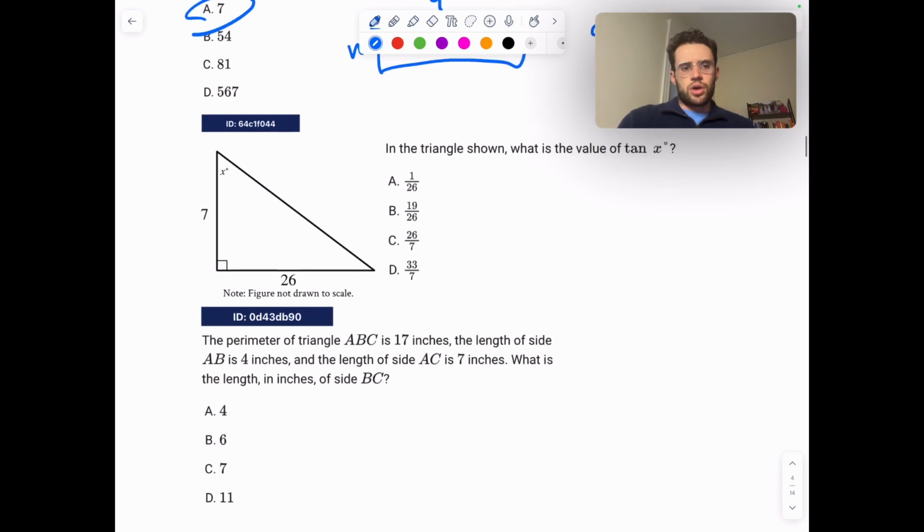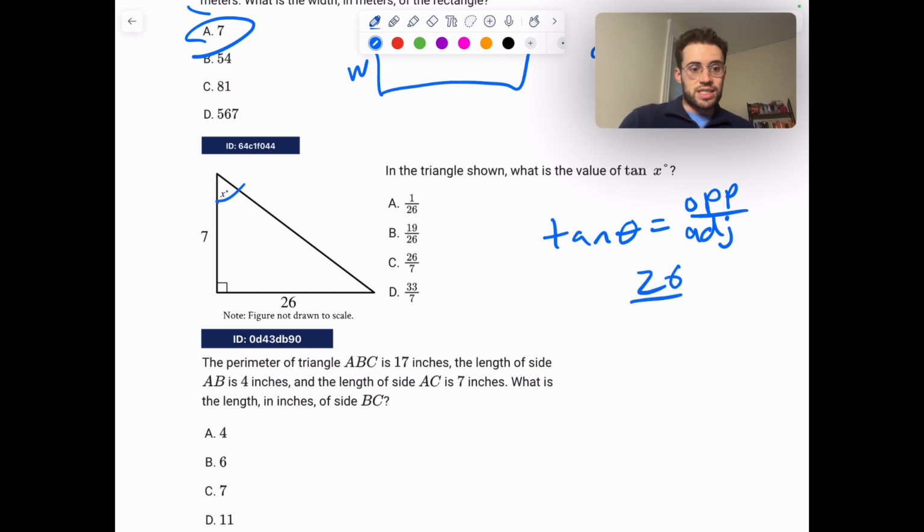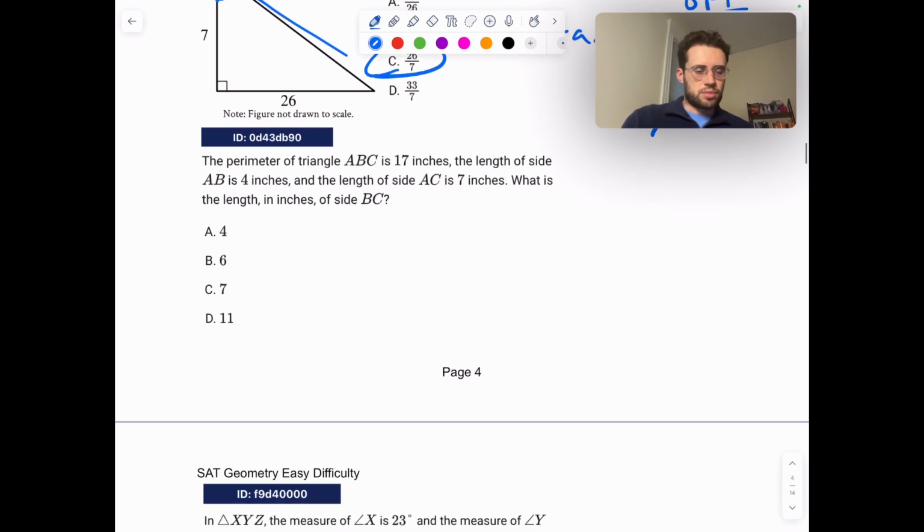In the triangle shown, what is the value of tangent of x degrees? So tangent is TOA, if you do SOHCAHTOA. So we can think of that as tangent of theta is equal to O, which is opposite, over A, which is adjacent. So opposite of x, that means the one that's across from x, is 26. And adjacent is the one that's touching it that's not the hypotenuse. This is the hypotenuse, so the one touching it is 7. So it'd be 26 over 7. All right, that's option C.